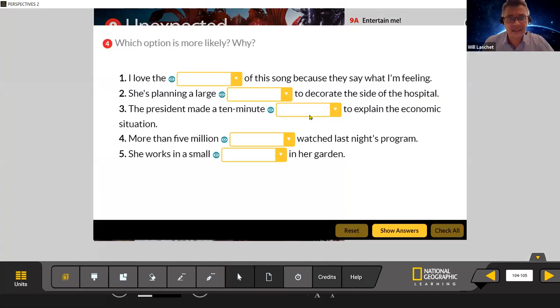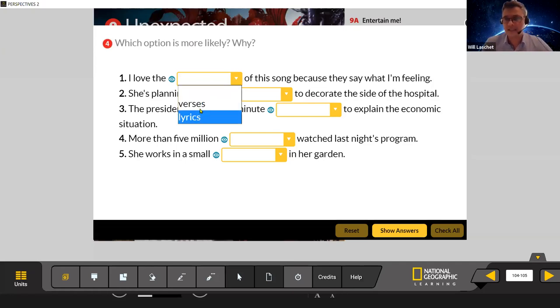Okay, and another activity, again, which I think is really nice, just to dial in that meaning to help students understand. So let's have a look. The activity this time, again, we're looking at words that they've already studied. Now, we didn't look at these because they were further down the list, but these are all words that they've just studied. And they have to choose which word to use in the context of a sentence. So let's have a look. It says, I love the, and then we've got verses or lyrics of this song because they say what I'm feeling. Now, both of these words are similar because they're both talking about the words that we find in a song. But we need to choose which one is more likely and we need to justify why we are using it. So what do you think?